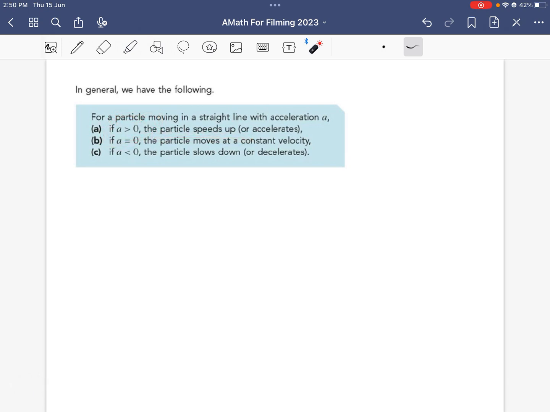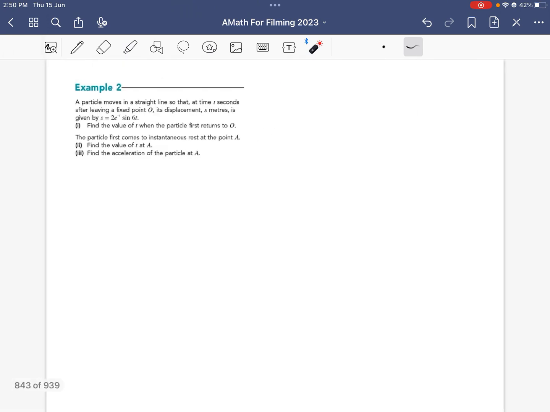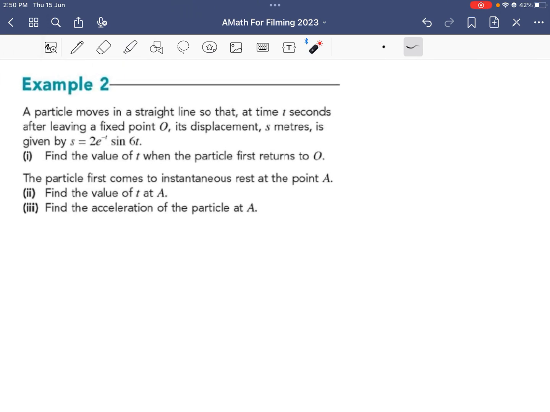So if acceleration is positive, the particle is speeding up. If acceleration is 0, the particle is moving at a constant velocity. So be careful here. Acceleration equal to 0 may mean that the object is at rest, or it can also mean that it's moving at constant velocity. It does not mean that the object is confirmed at rest. When acceleration is 0, it's just that there's no change in velocity, so it could be moving at a constant velocity. If acceleration is less than 0, it means that the particle is slowing down. There's deceleration.